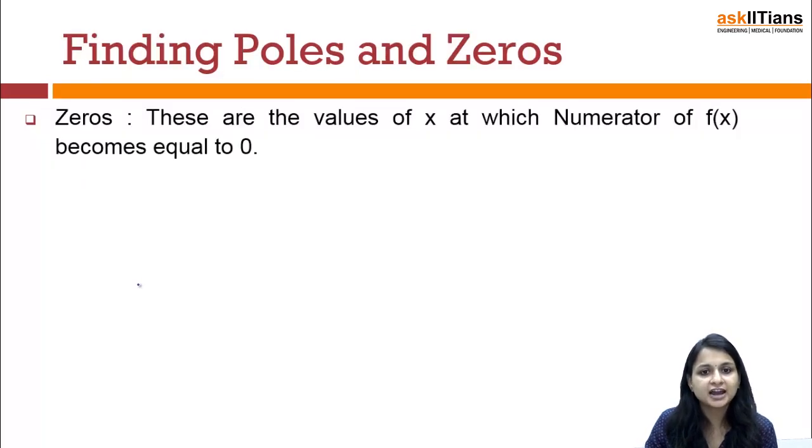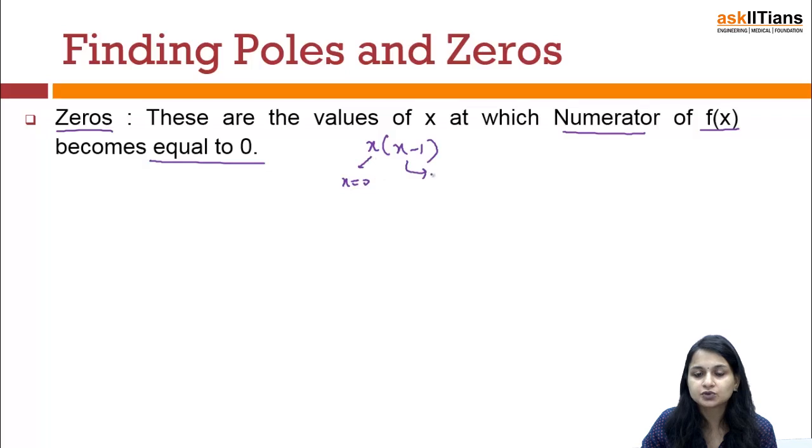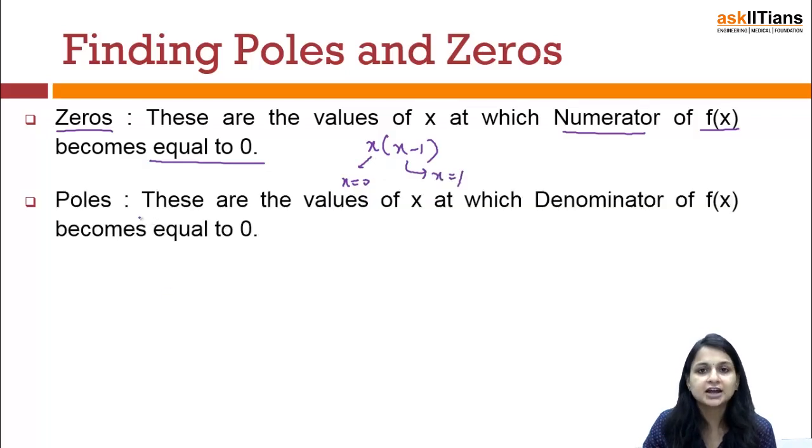Now how do we find poles and zeros? Zeros means wherever the numerator of f(x), the rational inequality, becomes equal to 0. Suppose I have my numerator as x into (x minus 1). Then it would be 0 at x equal to 0 and x equal to 1. So zeros would be 0 and 1. Similarly, poles means where my denominator becomes 0.